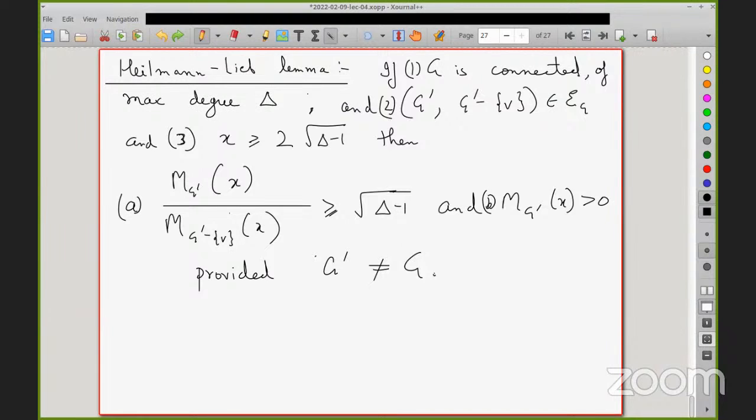The thing is, if you put something larger here, I will also be assuming something larger here. All of these things are only for x that are large. I see. So this is important. Okay, so let's prove this lemma.